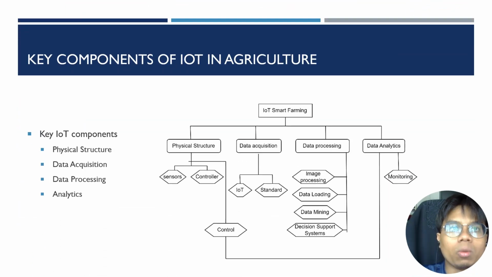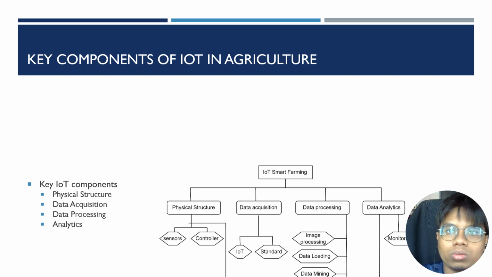So there are four key components of IoT in agriculture. First is the physical structure, which refers to the sensors and controllers; data acquisition, which refers to data acquisition using standard or IoT protocols; data processing, which involves image processing and decision support systems; and lastly, data analytics, which refers to monitoring and controlling of the physical structures.